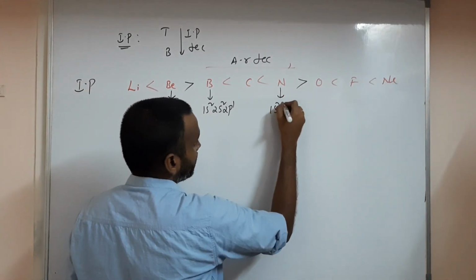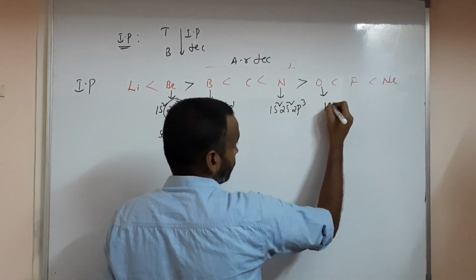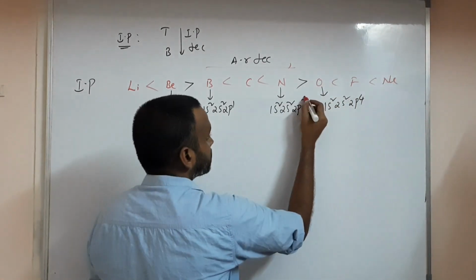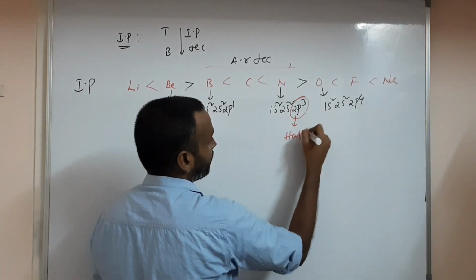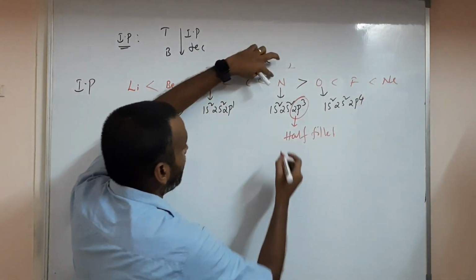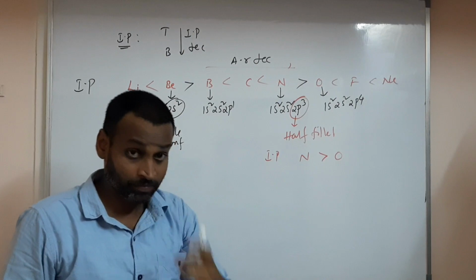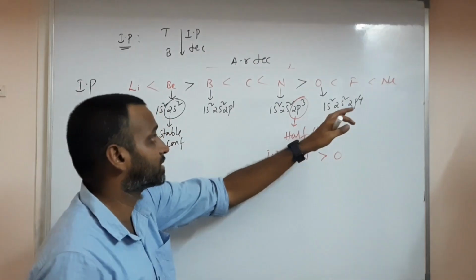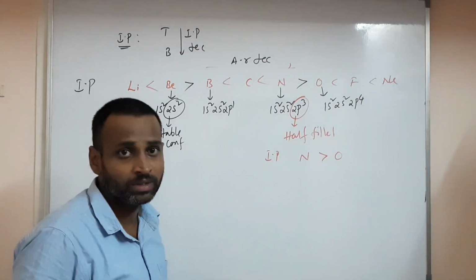Nitrogen is 1s2, 2s2, 2p3. Oxygen is 1s2, 2s2, 2p4. Who is more stable? Sorry, nitrogen is more stable because it is half-filled, not completely filled. So IP1 of nitrogen is greater than oxygen. Actually, oxygen should have more because its size is smaller, but nitrogen, due to its configuration, has more IP.